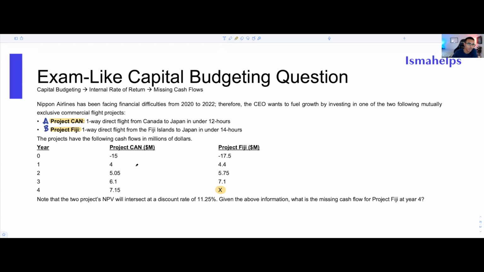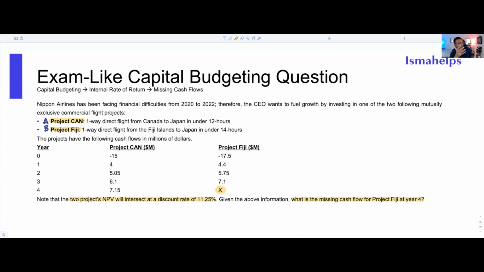Now, here they tell you, note that the two projects will intersect at a discount rate of 11.25%. And they're asking, given the above information, what is the missing cash flow for Project Fiji at year 4? Now, this is important. A lot of students don't know what to do here. They're getting confused, but they gave you a really good piece of information. They told you the NPVs of the two projects will intersect at a discount rate of 11.25%.